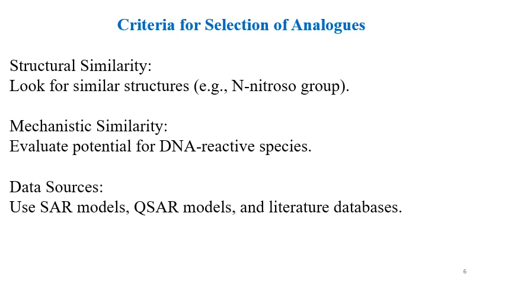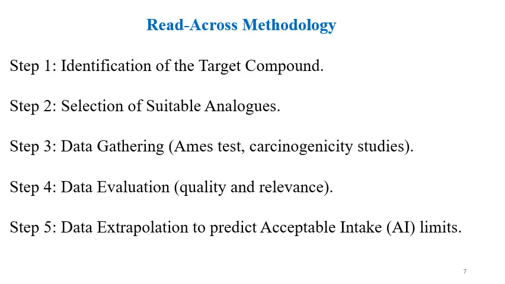Criteria for selection of the analogs. So what criteria will be there for selecting the analogs or similar compounds? First is structural similarity, second is mechanistic similarity, and third is data source. Structural similarity means look for similar structures, that is the N-nitroso group. Mechanistic similarity means evaluate the potential for DNA reactive species. Data sources are SAR models, QSAR models and literature databases for deriving the structural similarity of analogs and also for the AI limits.